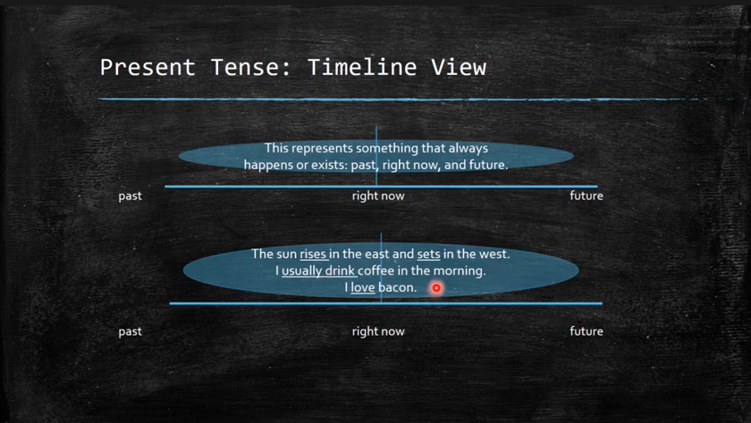Also, I love bacon. That is also a truth. So I liked it yesterday. I like it today, and I will like it tomorrow. So that's it for the present tense.